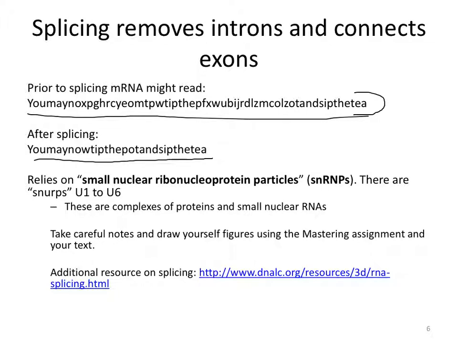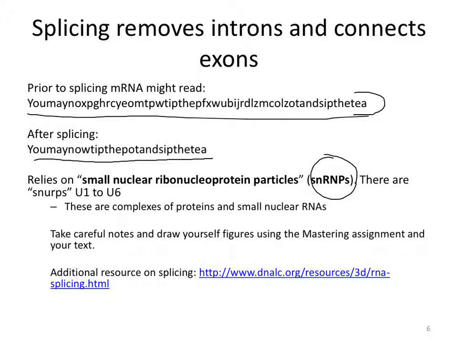So that's representative of the actual mature messenger RNA molecule. What does splicing? A little complex that gets nicknamed SNRPs. And SNRPs are made out of small nuclear ribonucleoprotein particles. In other words, they're small nuclear RNA and proteins.